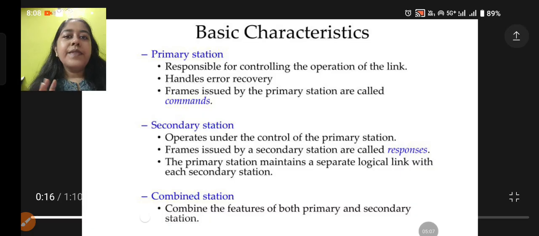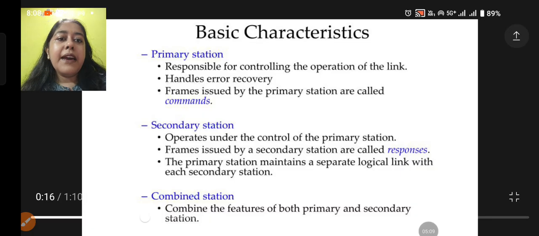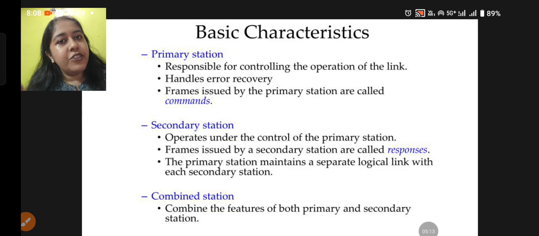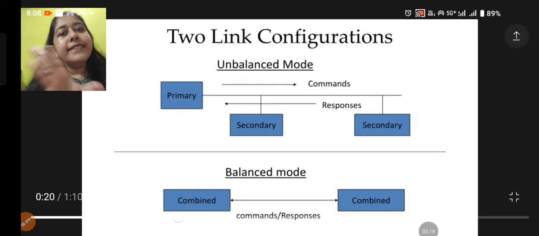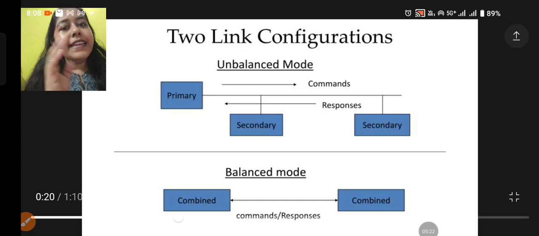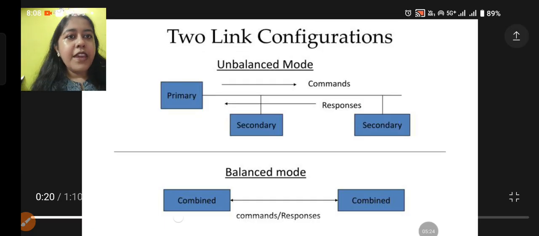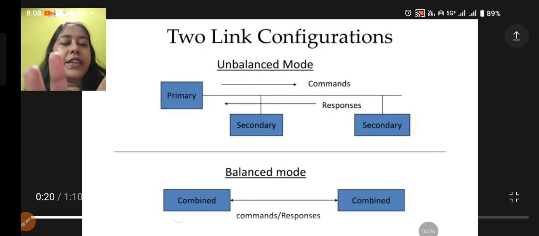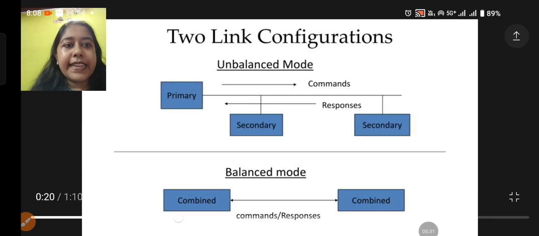A combined station combines the features of both the primary and the secondary station. So when we combine these two, the station has the combined characteristics of both the primary as well as the secondary station. Now here you can see the figure where two link configurations have been shown. This is your primary station, and these are your secondary stations.